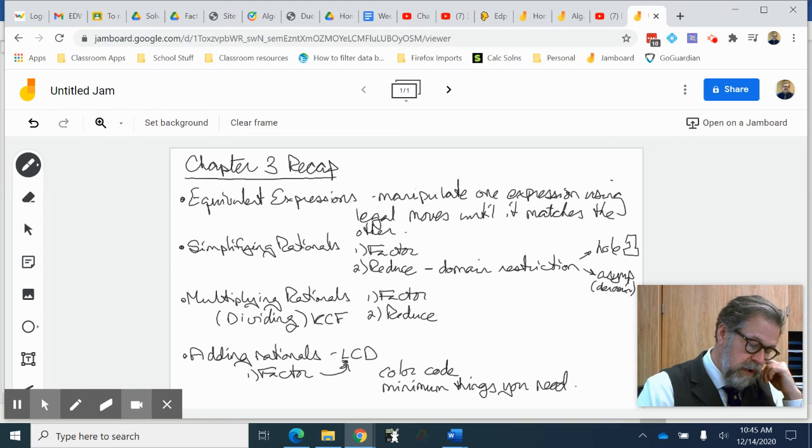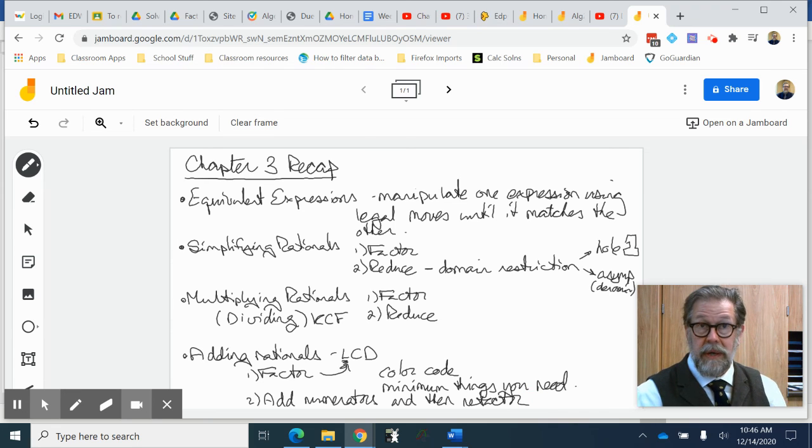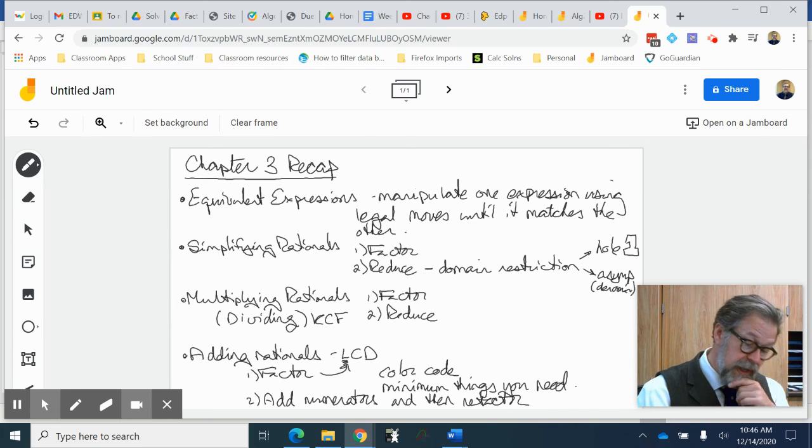And then don't forget that again, once you've added, you need to add your numerators and then refactor. Because once you've added everything together in the numerator, obviously common denominator, but then there may be other things that simplify it to make it even simpler.